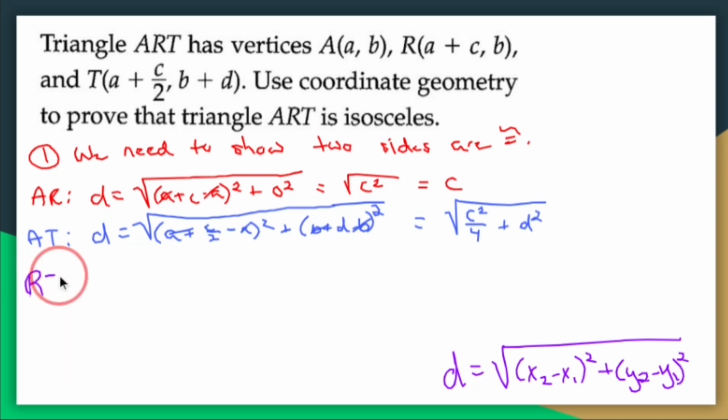So let's find RT. Retweet. Twitter, a dying platform.